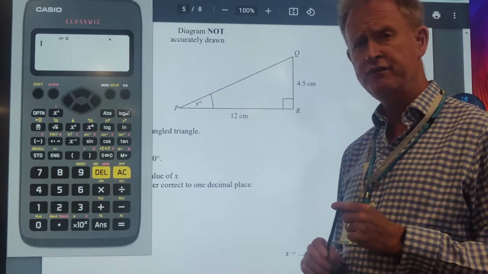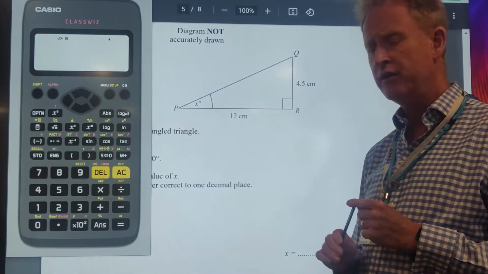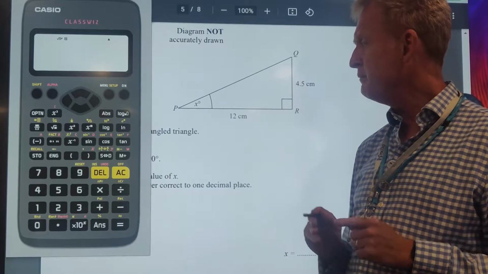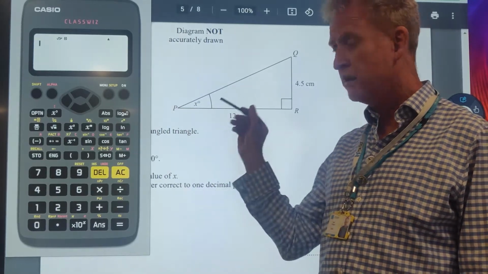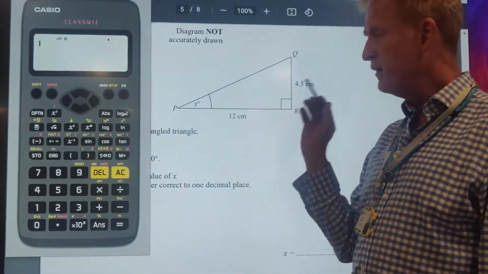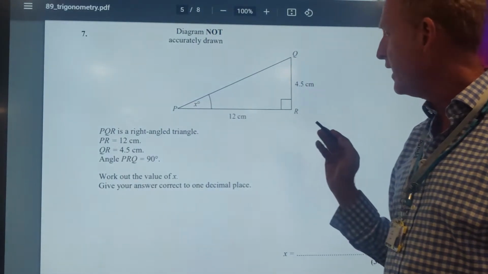I'm here to go through another video with you, this time finding a missing angle using trigonometry, and in particular making sure you're confident knowing which buttons to use on your calculator to solve a problem like this. So we'll go through the problem first, we'll get the calculator up afterwards, and I'll basically show you how it works.